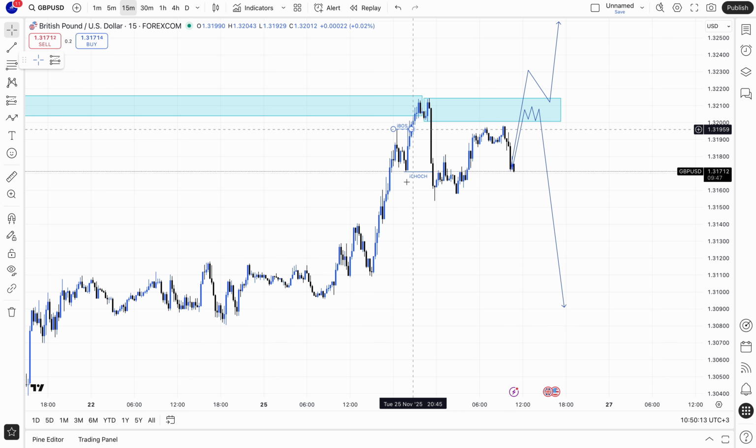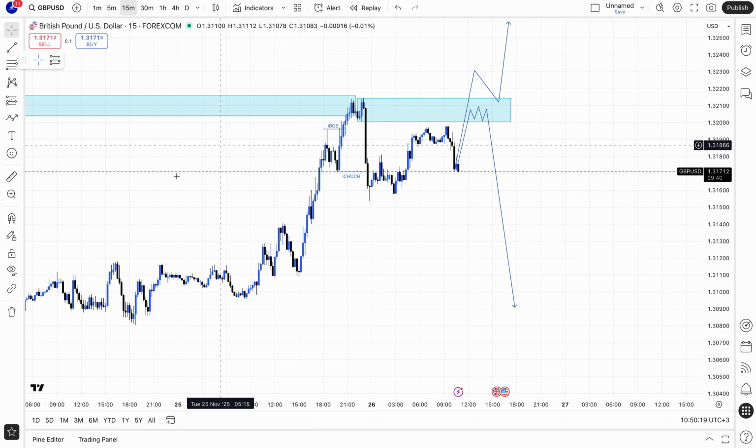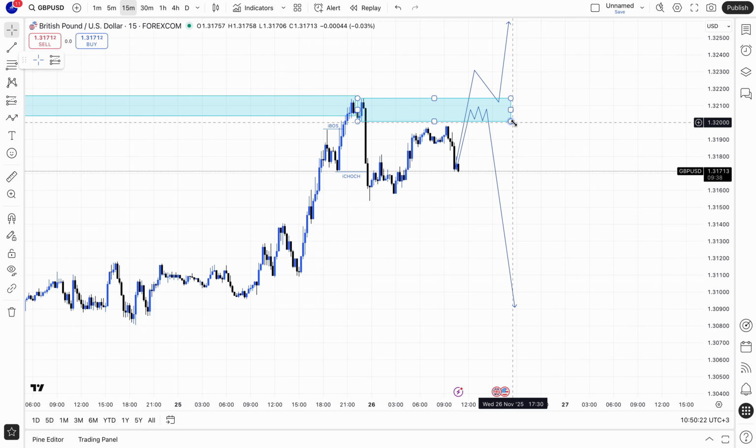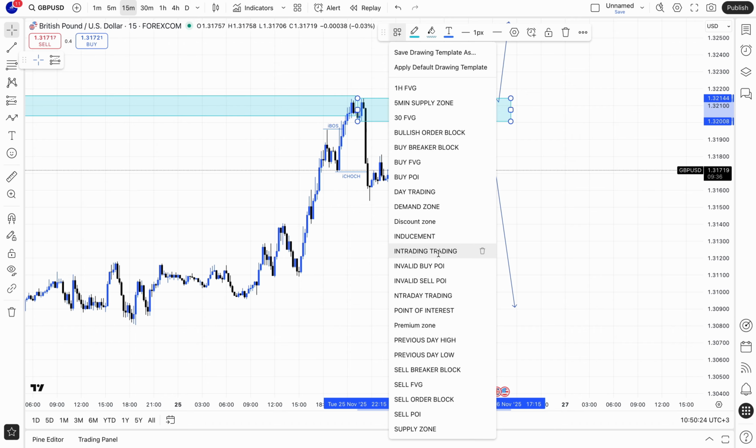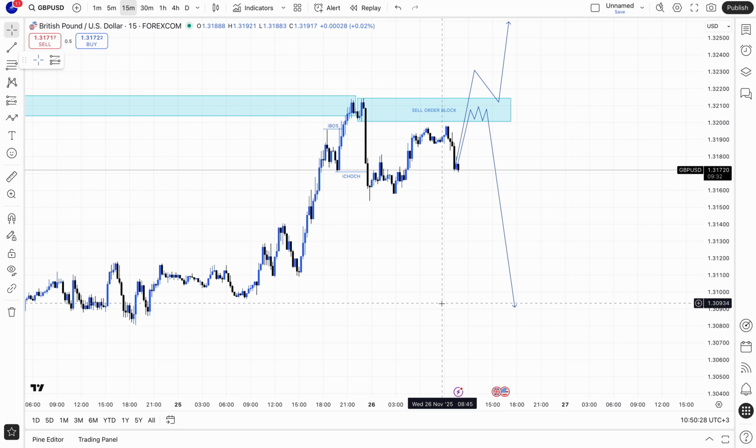That's our plan. We just have to be patient and wait for the price to come back to our point of interest, and we see either we buy or we sell. And still, this is our supply sell order block. Okay, that's it, guys.